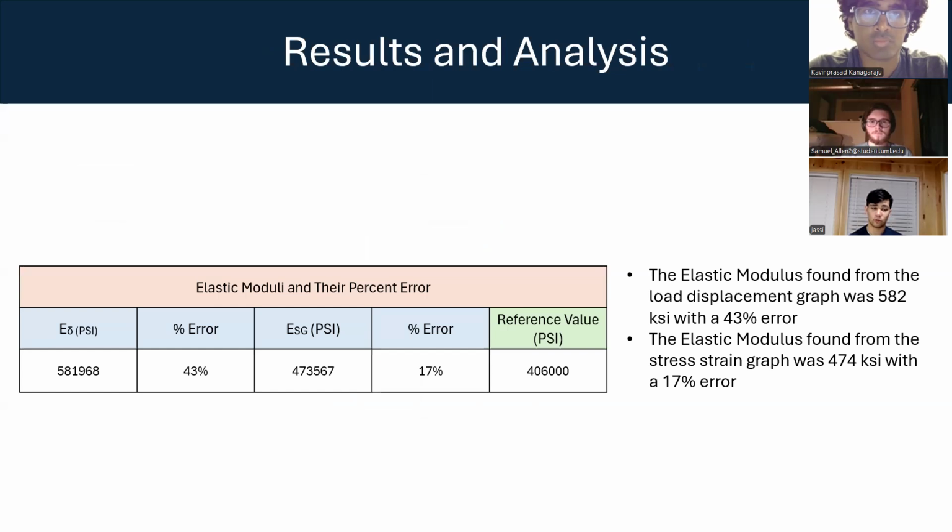And then for results and analysis, we found the elastic moduli and the percent error. So for the error found from our load displacement graph, we got about 582 kilo psi with a 43% error. And for the Young's modulus found from our strain gauge, which is our second graph, we got about 474 kilo psi with a 17% error when compared to our reference value.